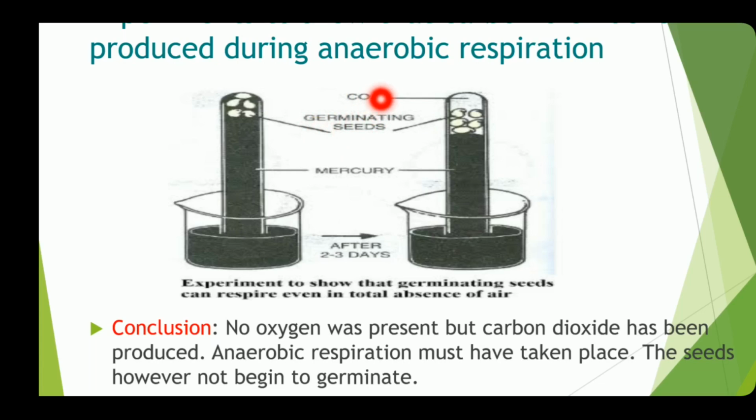Why are we saying that it is anaerobic respiration? Because the trough and the test tube are filled with mercury, so there is no space for oxygen to enter. Oxygen is not there, but still respiration takes place. As you know, in anaerobic respiration, ethyl alcohol or lactic acid is formed, along with the production of carbon dioxide. If it is lactic acid, then no carbon dioxide, but if it is ethyl alcohol, then carbon dioxide is produced. So here the gap is created, which shows that carbon dioxide is produced.